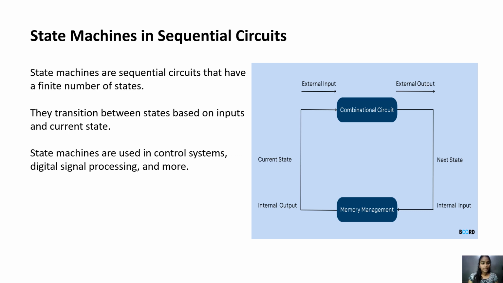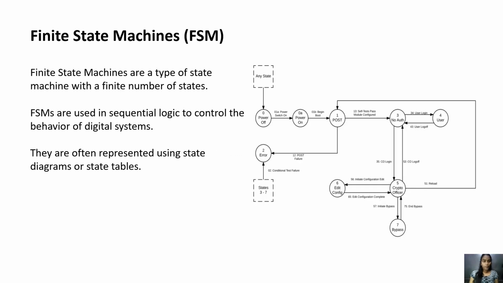State machines in sequential circuits. State machines are sequential circuits that have a finite number of states. They transition between states based on inputs and the current state. State machines are used in control systems, digital signal processing, and more.